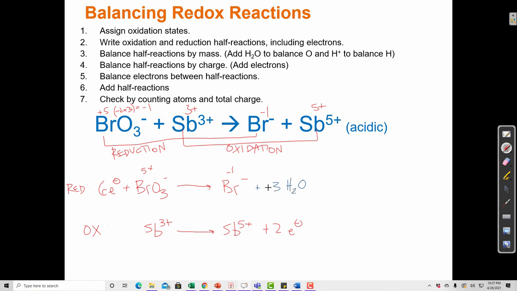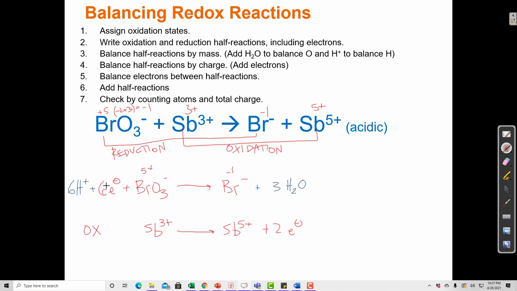So it looked good for a minute. I had one bromine and one bromine, 3 oxygens and 3 oxygens. Oh, but now I have 6 hydrogens on this side and 0 hydrogens on this side. So how do I account for the fact that I have 0 hydrogens on the other side? Well, in order to add hydrogen, I add H plus to balance H. So I need 6 of them, so I have 6 H plus on this side. All right, so now I have 6 H's on the left, 3 times 2, 6 H's on the right. 1 bromine on the left, 1 bromine on the right. 3 oxygens on the left, 3 oxygens on the right.